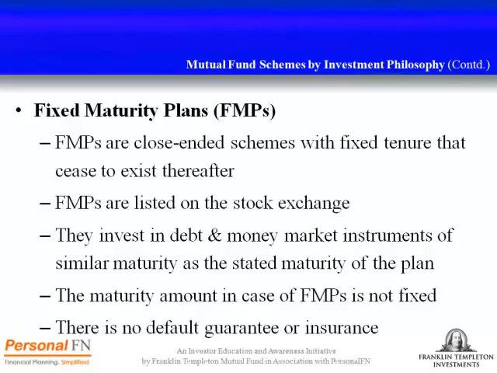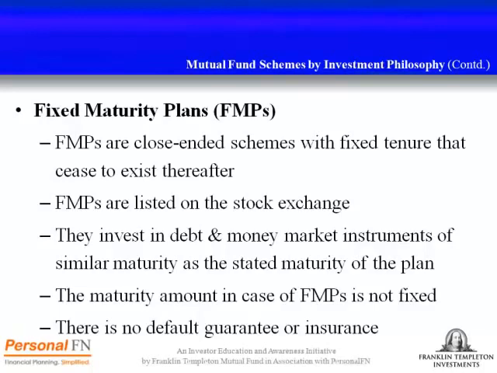Being close-ended, FMPs are listed on the stock exchange. They invest in debt and money market instruments of similar maturity as the stated maturity of the plan, which means a 90-day FMP will invest in debt and money market instruments that mature within 90 days, like 3-month certificates of deposits, 3-month CPs or commercial papers, etc.